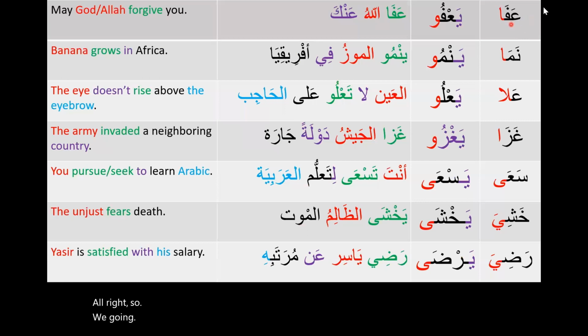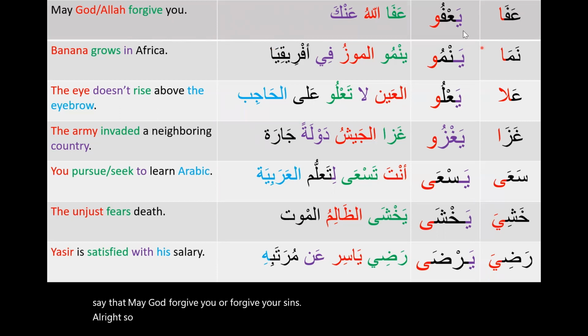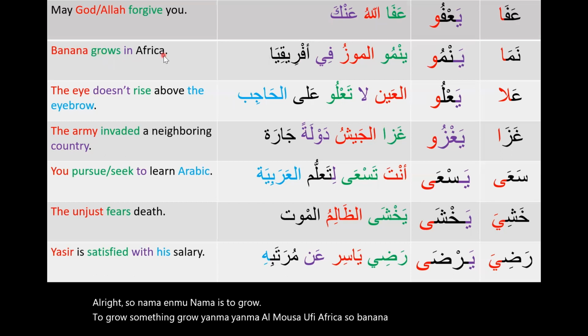Here we have عفا. عفا يعفو. يعفو is the present tense. So عفا is to forgive. عفا الله عنك. So we say that may God forgive you or forgive your sins. All right, so nama yanmu, nama is to grow something. Yanmu, yanmu al-mawzu fi Africa. So banana grows in Africa.